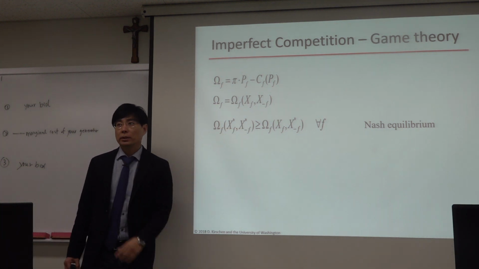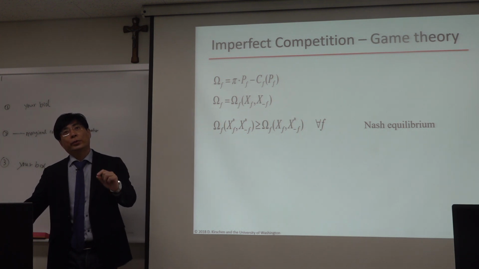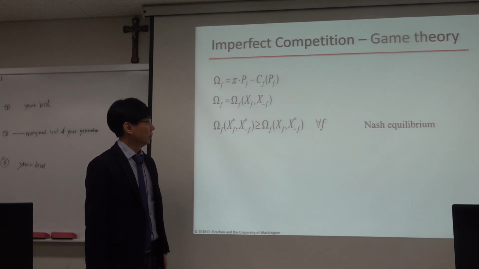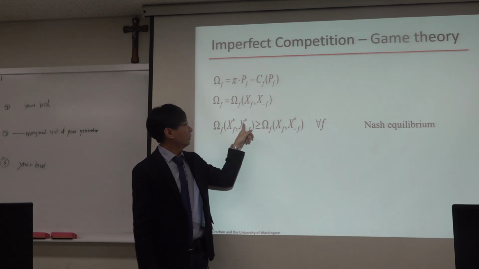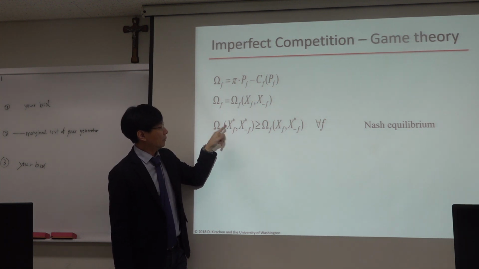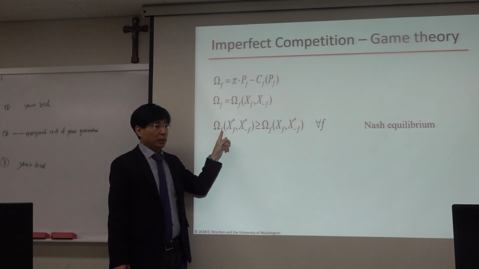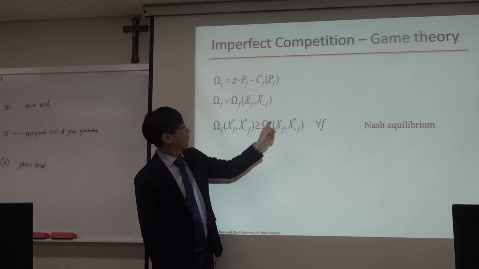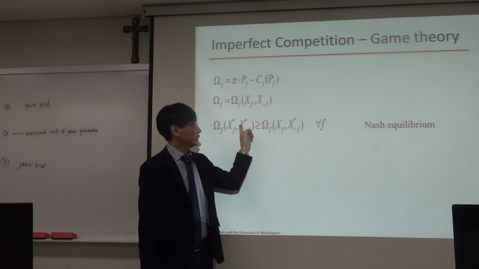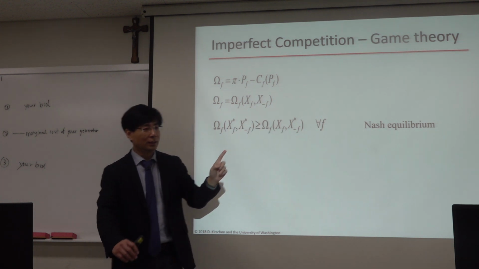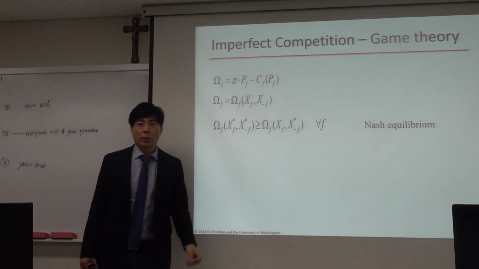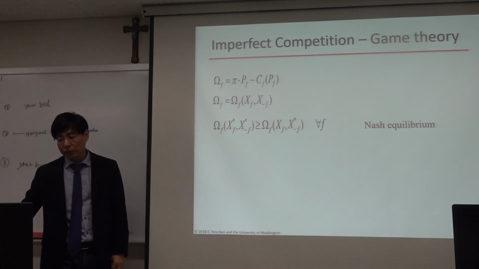So this star means the equilibrium point. At the equilibrium, the action of each firm satisfies this inequality. This means if you, at the equilibrium, don't change your action, x_f star is my best strategy. This is greater than or equal to all my other actions, given your action. Confusing? So, x_f star and x_-f star, this is the equilibrium point. That equilibrium point is called Nash equilibrium.